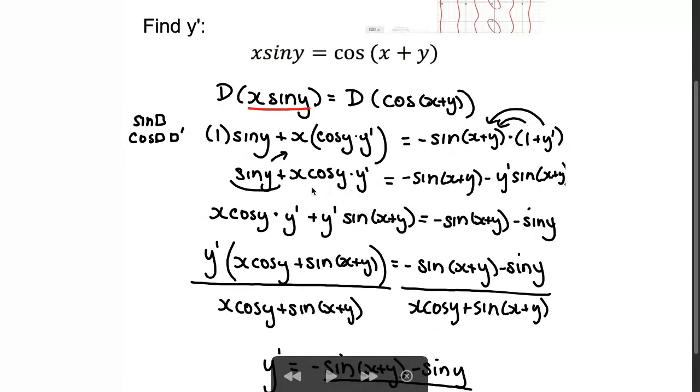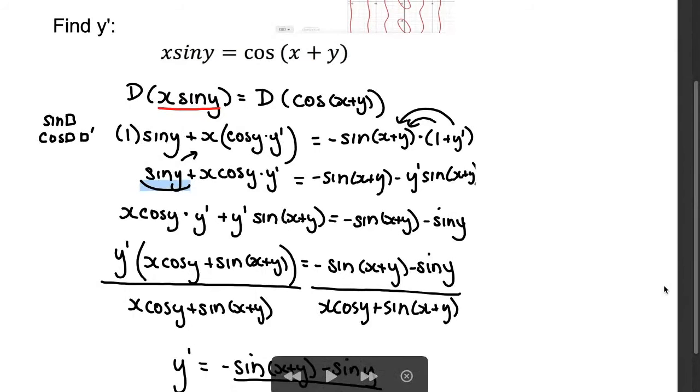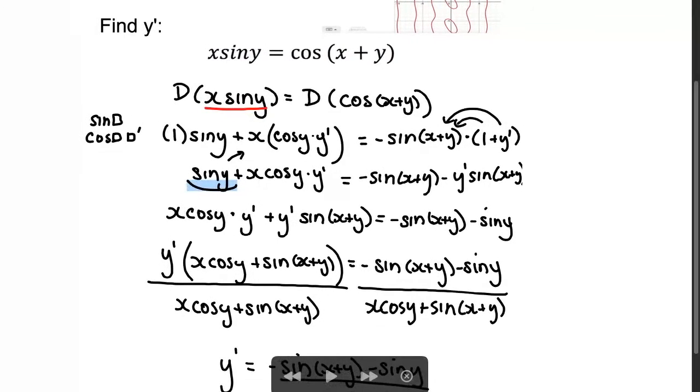So I've got all of my terms with the y prime on the left side and all of my terms that don't have y prime on it on the right side. My next step here is to get this y prime by itself. And you'll notice that because I grouped them all over onto the left side, I can factor out a y prime. So I factored out a y prime from both sides here.